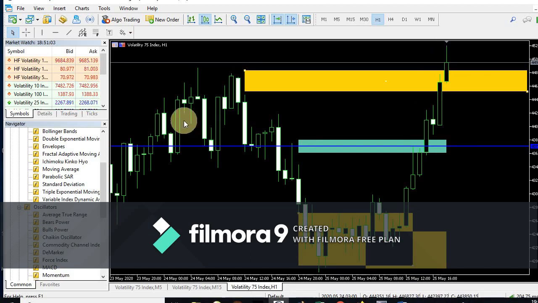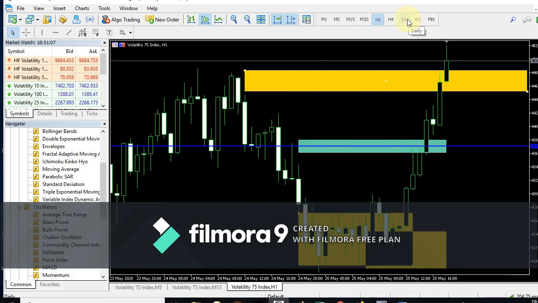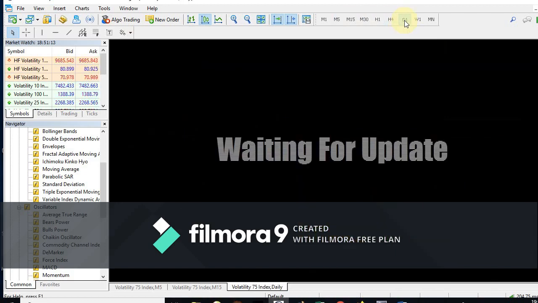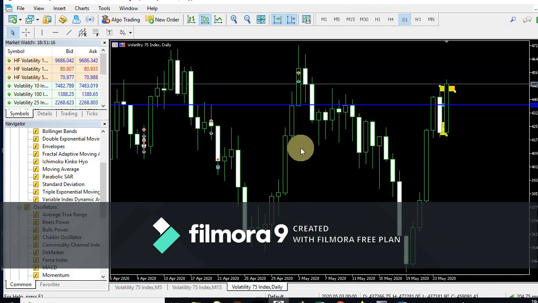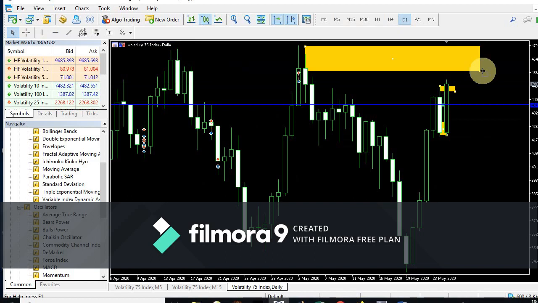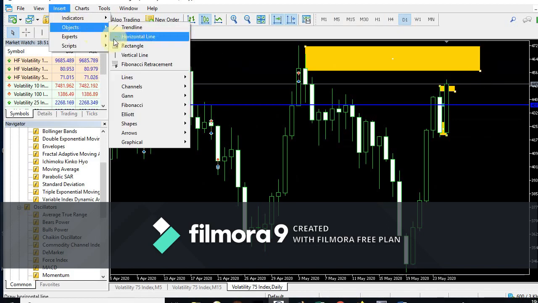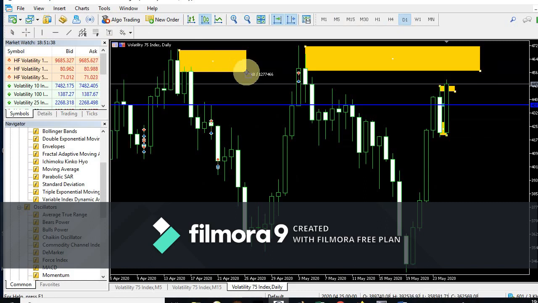It cuts across different time frames. Let's look at the daily time frame. This is the daily time frame. You can see what happened. Price formed a resistance here, another resistance here, a support here, another support here.